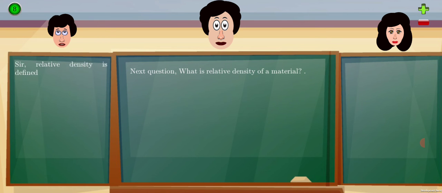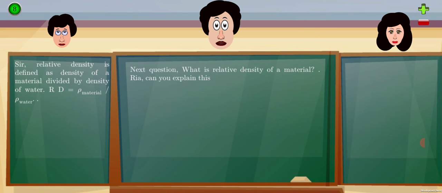Next question, what is relative density of a material? Sir, relative density is defined as density of a material divided by density of water. RD equals rho material over rho water. Ria, can you explain this by an example?